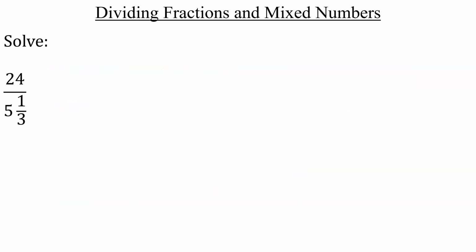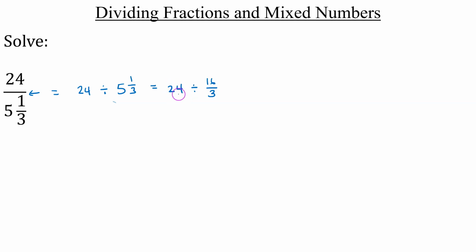Let's try one more example. So this is a complex fraction. We have a fraction, 24, divided by 5 1/3, and then within this fraction, we have another fraction. However, whenever we're dealing with a fraction, all that means is division. So we could rewrite this as 24 divided by 5 1/3. Next, I would convert my mixed number into an improper fraction. 5 times 3 is 15, plus 1 is 16, divided by 3.